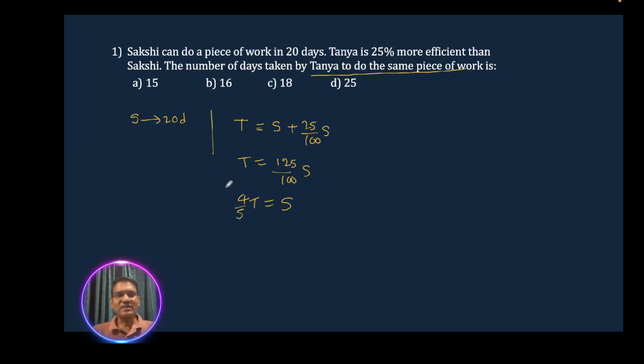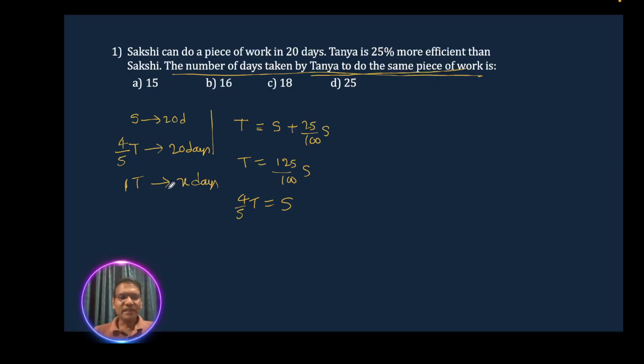Now replace the S value in terms of 4 by 5 of T. That will be 4 by 5 of T can do that work in 20 days. Okay, but we need the number of days taken by Tanya to do the same piece of work. Very simple. The one time of Tanya, but here the 4 by 5 times of Tanya can do the work in 20 days. One time, that means Tanya can do that same job in how many days? I take that as X days.